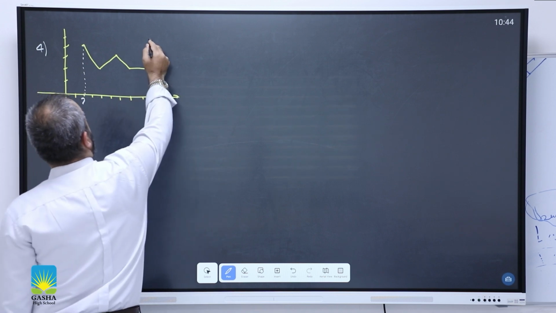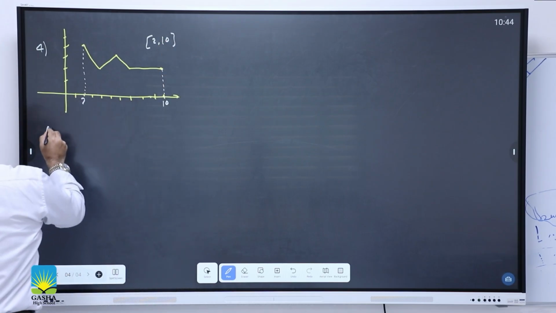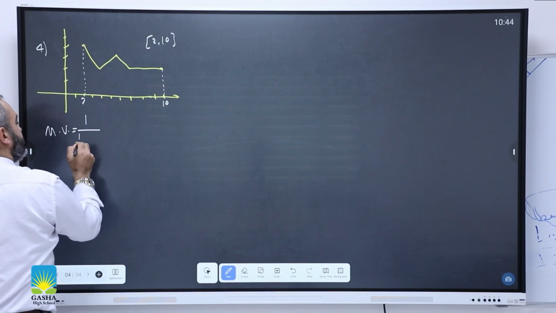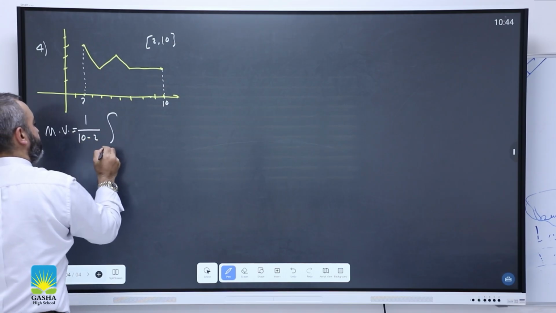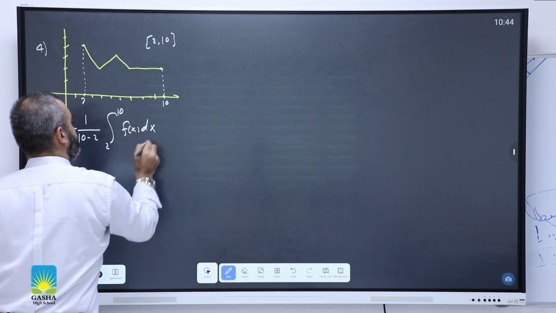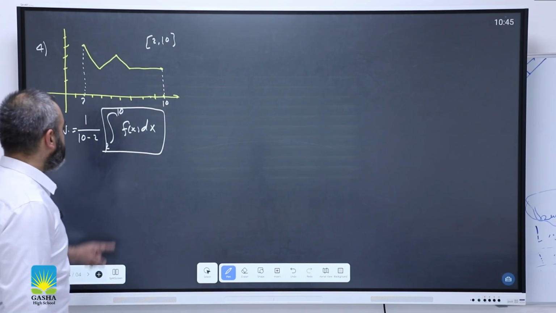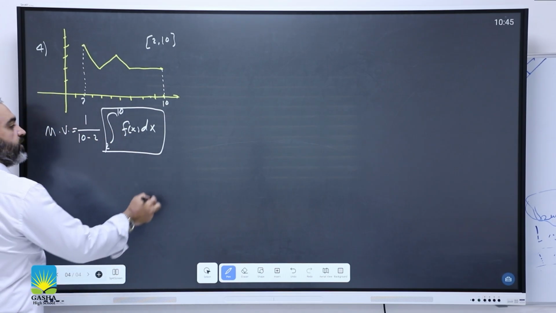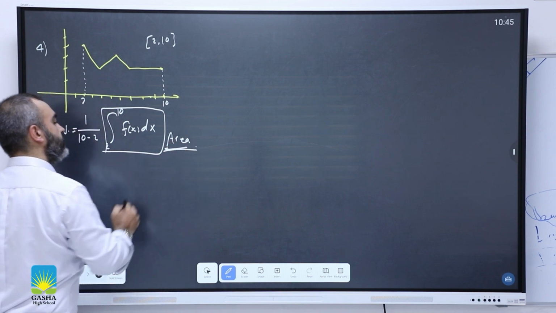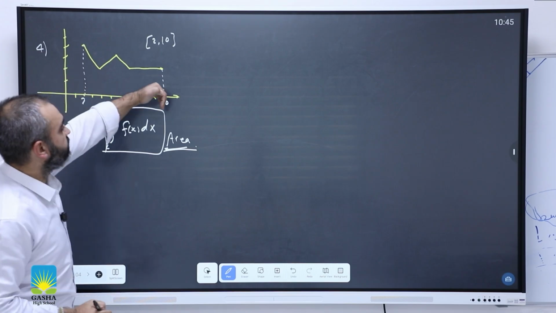Right? It's 2 into 10. So mean value, what is the formula of mean value? 1 over 10 minus 2, integral from 2 to 10, f of x dx. So the integral from 2 to 10, f of x dx, becomes the area of this graph from 2 to 10.